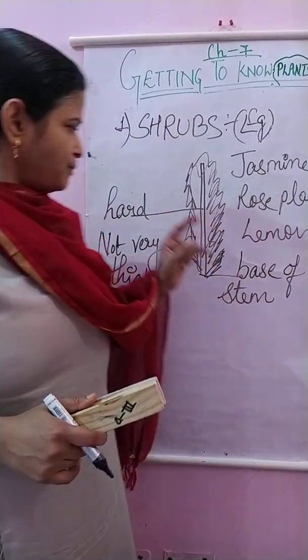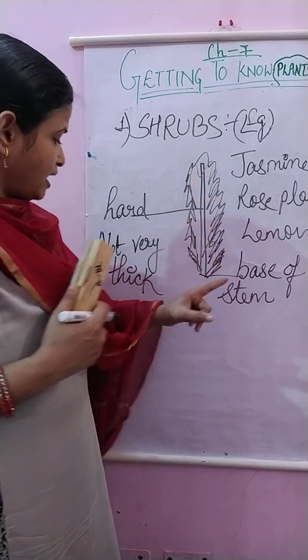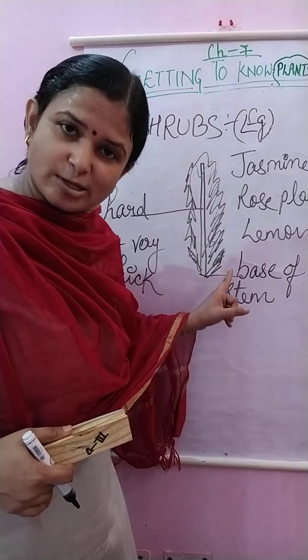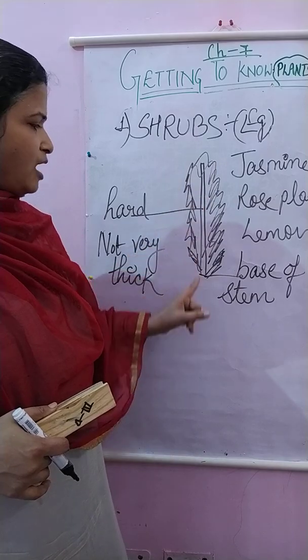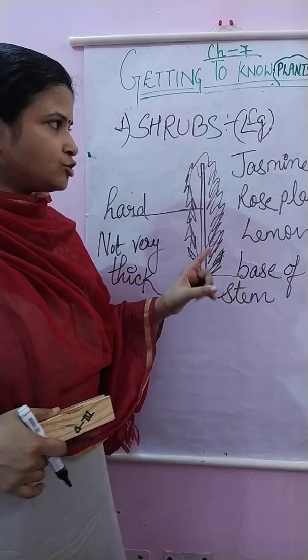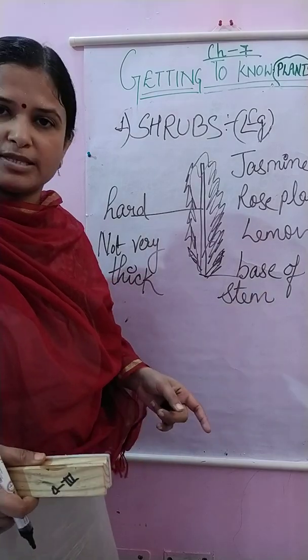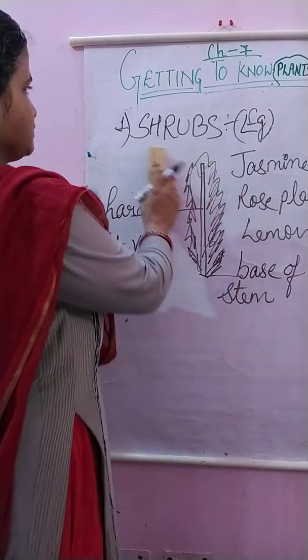So again I am repeating. Their stems are hard but not very thick. Then their branches are growing from the base of the stem. So the examples are jasmine, rose plant, lemon. So many examples are there. So these are what? Shrubs. This is the second one.